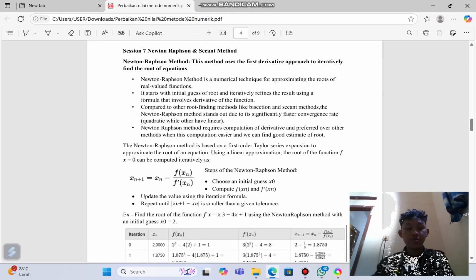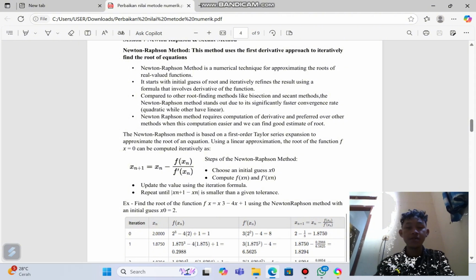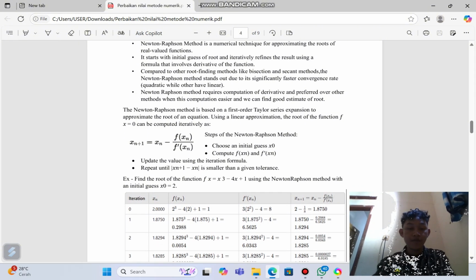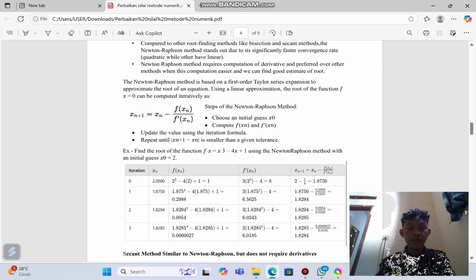Compared to other root finding methods like bisection and secant method, the Newton-Raphson method stands out due to its significantly faster convergence rate, quadratic while others have linear. Newton-Raphson method requires computation of the derivative and is preferred over other methods when this computation is easier and we can find a good estimate of the root.